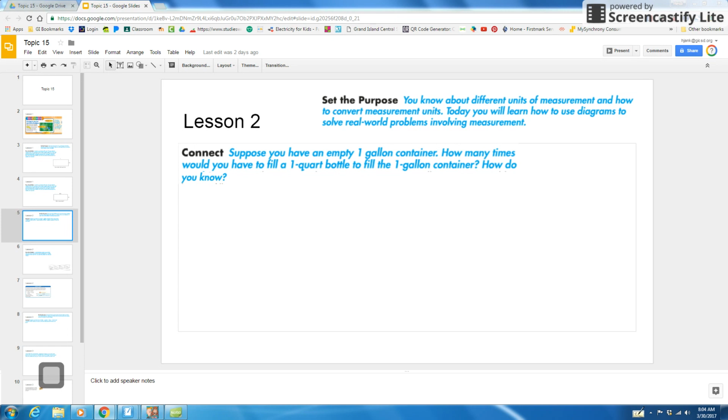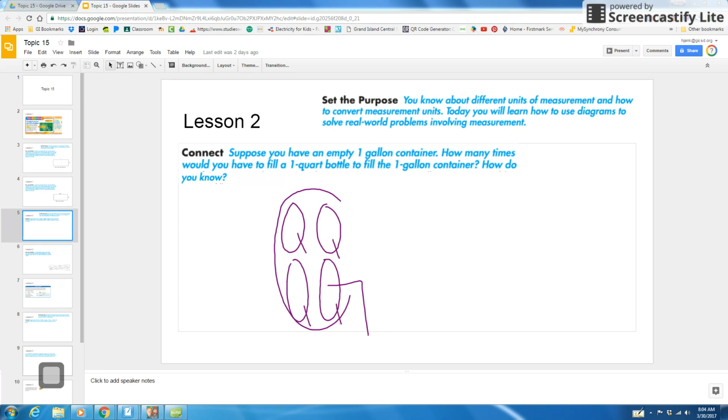So, I'm going to make a quick connection just to hopefully jog your memories. It says, suppose you have an empty 1 gallon container. They want to know how many times you would have to fill a 1 quart bottle to fill that 1 gallon. And hopefully, if I draw this, it will refresh your memory. Okay, let's start with that.